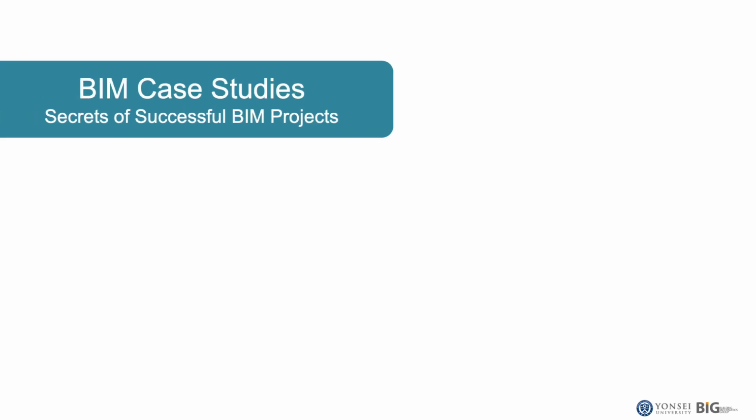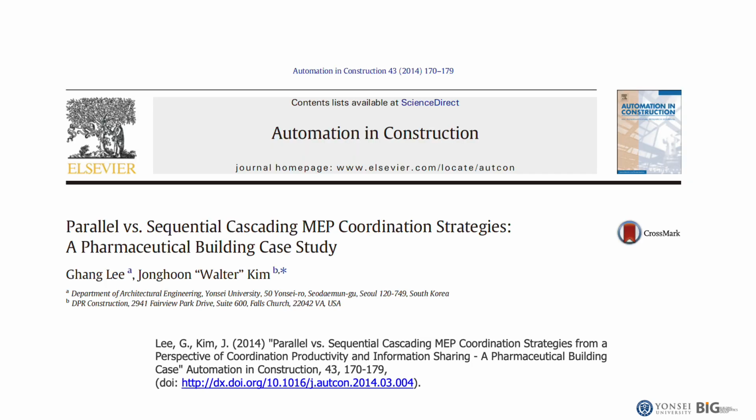BIM case studies. We know that just using BIM in a project does not guarantee the success of the project. I'll share some of the secrets of successful BIM projects, focusing on their collaboration and coordination strategies. The first case study that I'd like to introduce explores how different BIM coordination and information sharing strategies impact the BIM coordination productivity.